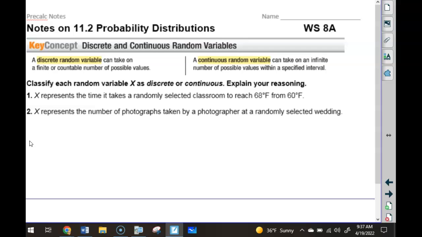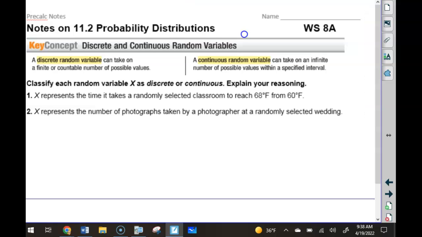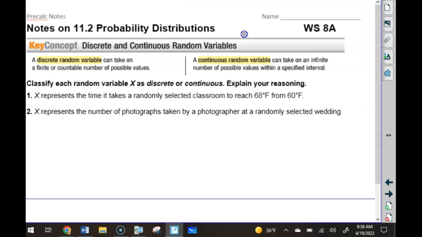The second one says, number of photographs taken by a photographer at a wedding. Is that going to be a whole number, or can it be a decimal or fraction? Anybody? Whole number, which makes it continuous or discrete? It would be discrete.